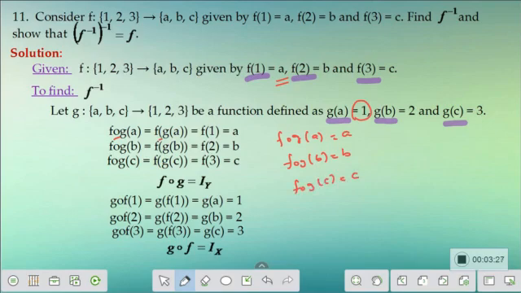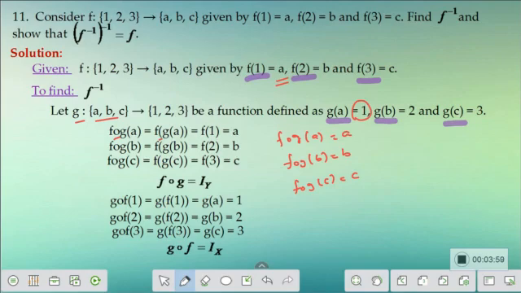So there were 3 elements for the function g, from a, b, c to the set containing elements 1, 2, 3. So we have checked for all the 3 elements in this set, that is the domain of g. Since we have checked for all of these, we conclude that f composite g is nothing but the identity function, that is, f composite g is equal to I_Y. Here Y is the set containing the elements a, b, c.